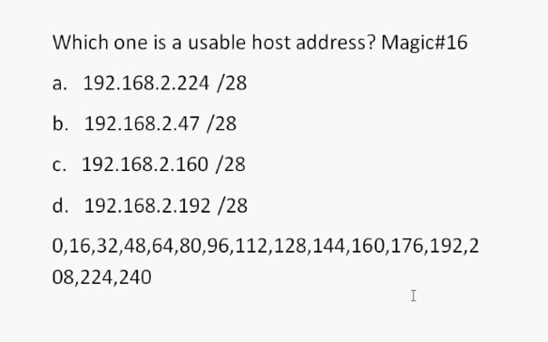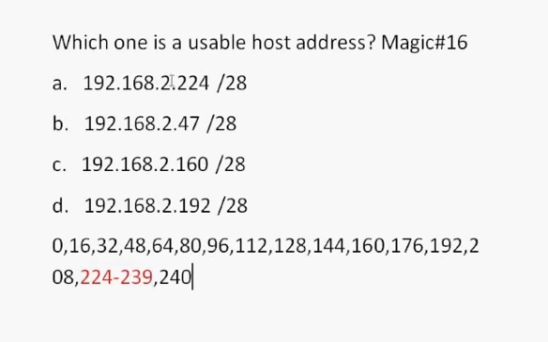Magic number is 16. So, is 224 a usable host number? Well, we can look here, and we see that 224 is actually a network number. It's the 224 to 239 network. So 224 is the network number, 239 is the broadcast number in this network. So we know right off the bat that that's incorrect. No good.